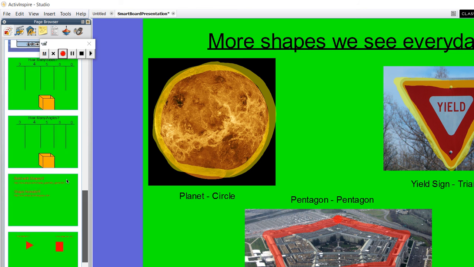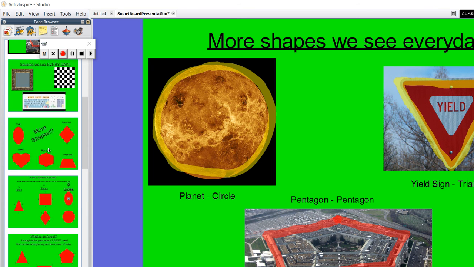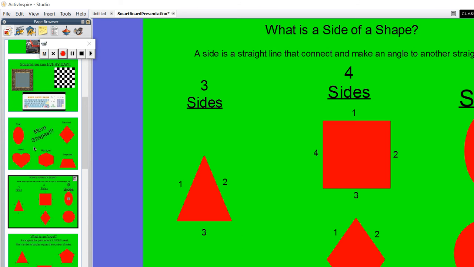Speaking of sides, that's how we tell what a shape is, by the amount of sides that it has. But first off, what is a side of a shape? A side is a straight line that connects and makes an angle with another straight line. And we'll get into what an angle is in a little bit.